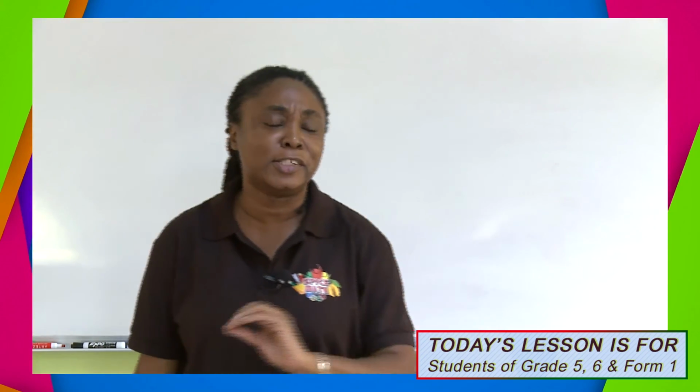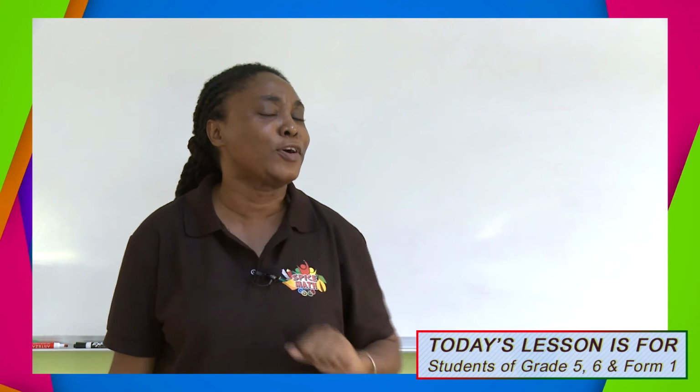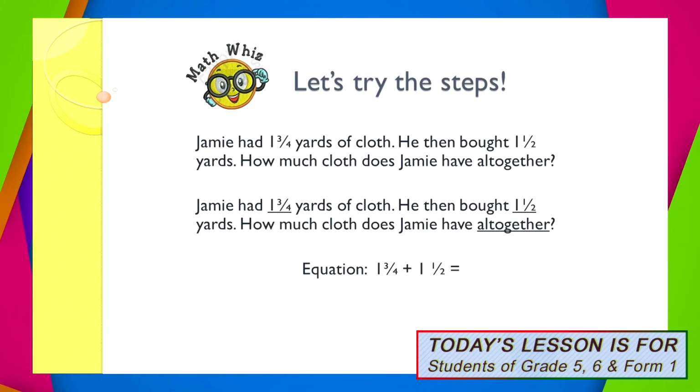Now, I don't want any discussion about a boy named Jamie or whatever the quick thing is. Let's focus on the question. So let's identify. Now, look at the question. It says Jamie had. So remember, we want to identify the information that was given. Jamie had 1 3/4 yards of cloth. Now we're going to underline that 1 3/4 because it's information that we may need.